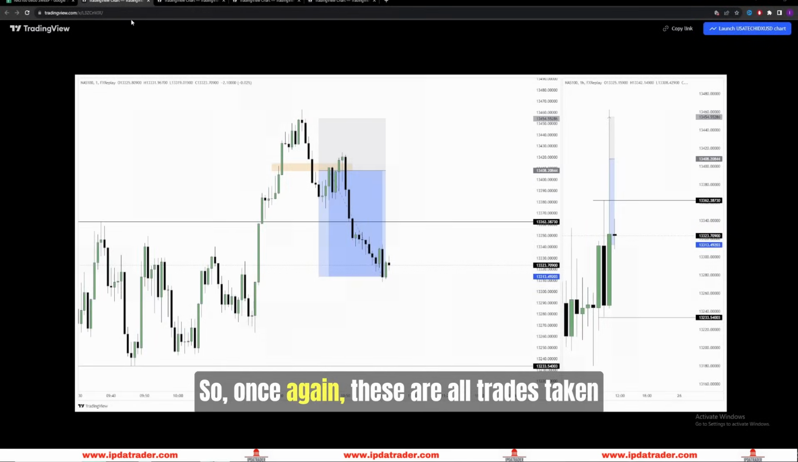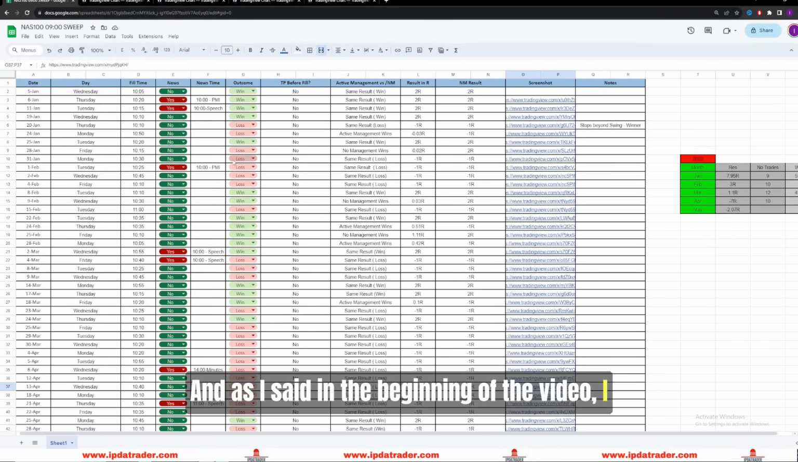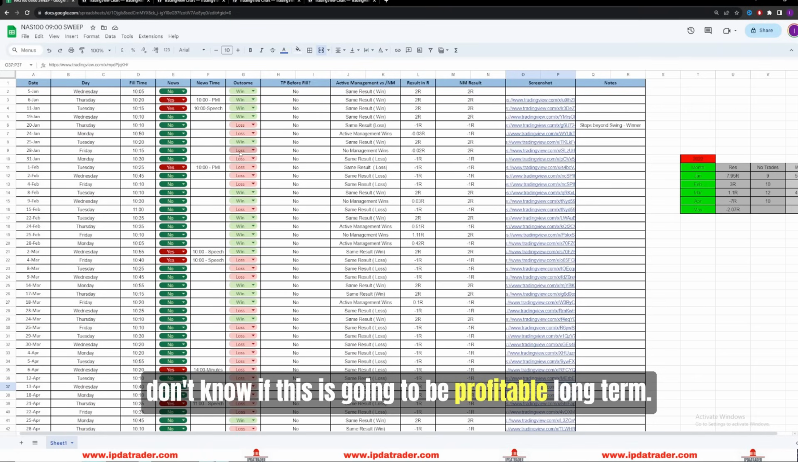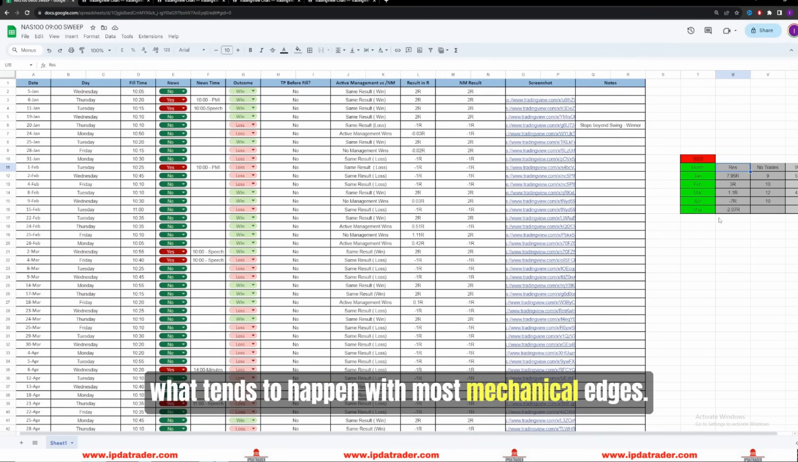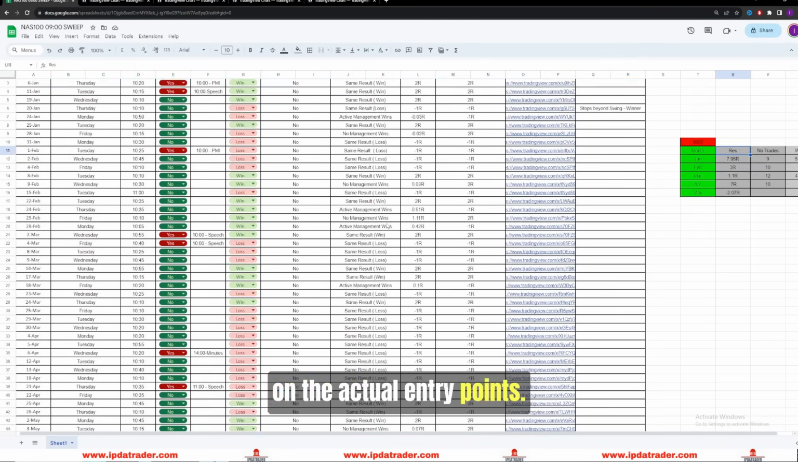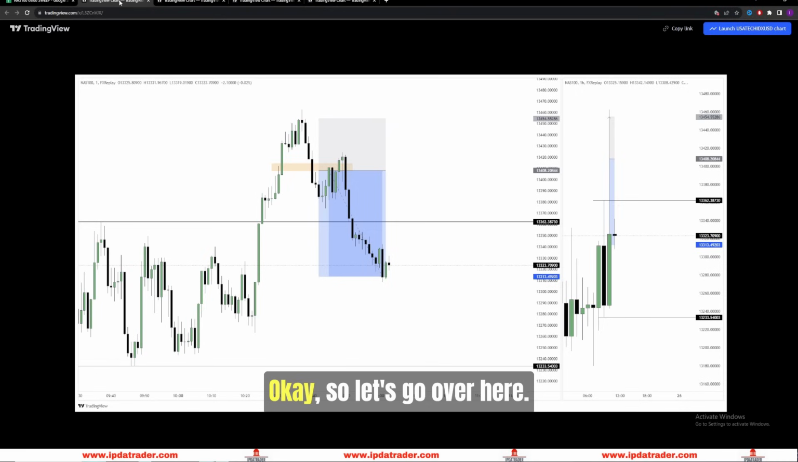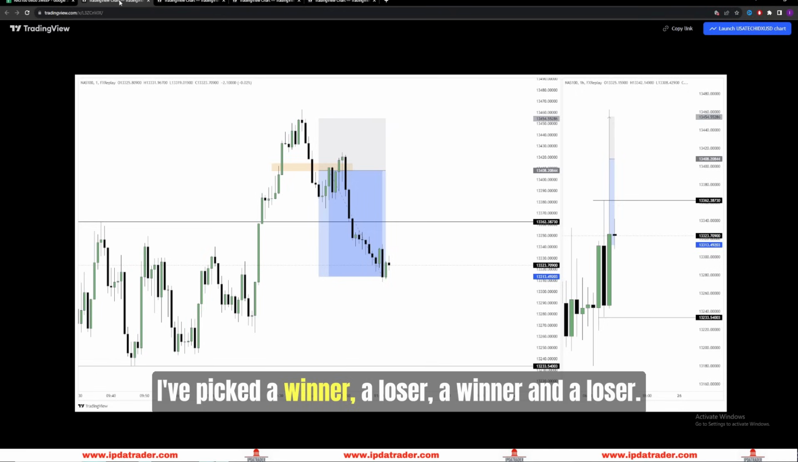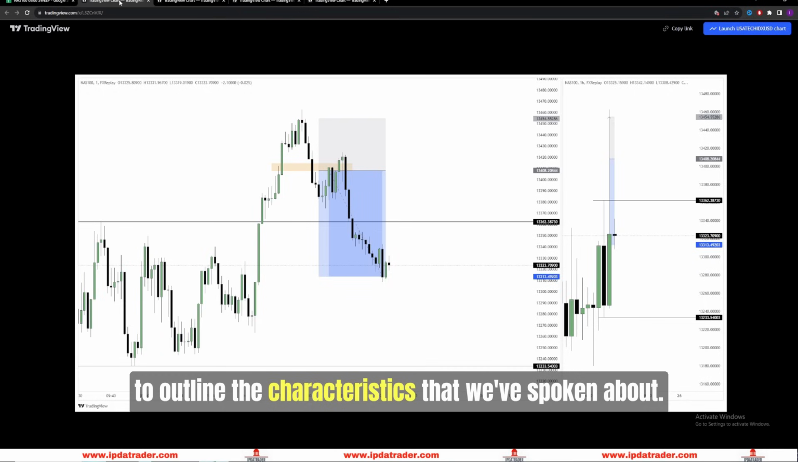So once again, these are all trades taken from the mechanical edge that I'm currently testing. And as I said in the beginning of the video, I don't know if this is going to be profitable long term. If you look to the right of the screen, it started off fairly well, but now it's pulling back to the mean, which is what tends to happen with most mechanical edges. Nonetheless, we want to focus on the actual entry points, okay? So let's go over here. I've picked a winner, a loser, a winner, and a loser. And we're going to be going over them to outline the characteristics that we've spoken about.